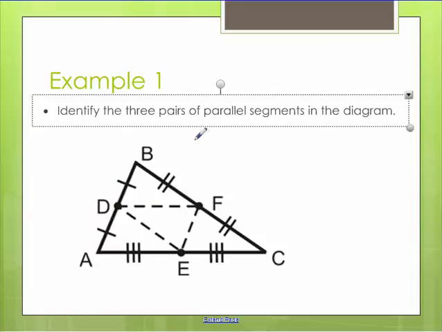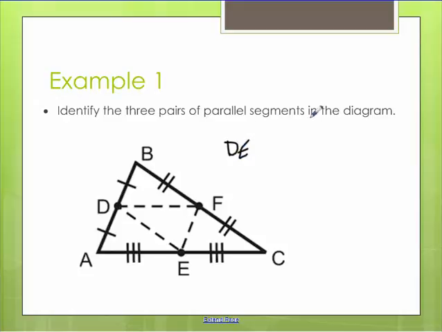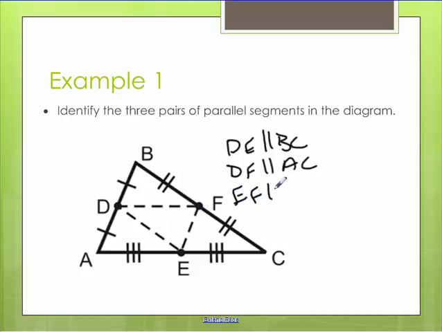So let's identify three pairs of parallel segments. Let's start with DE. DE is parallel to the one that's across from it, BC. And then now let's do DF. DF is parallel to, that's horizontal, so the other one that's horizontal is AC. And the other one that's missing is EF. EF is parallel to the one across from it, AB.